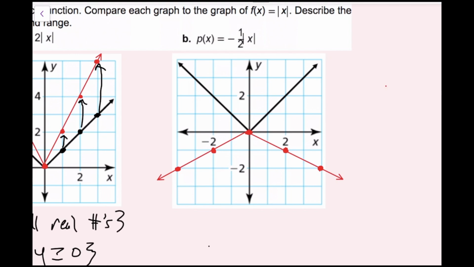So now we want to compare the graph to the original graph, so my red one to the black one. Okay? And like I said, we can tell from the equation, but this is going to be a reflection in the x-axis and then a vertical shrink by a factor of 1/2. And now I'm going to talk about the domain and range.